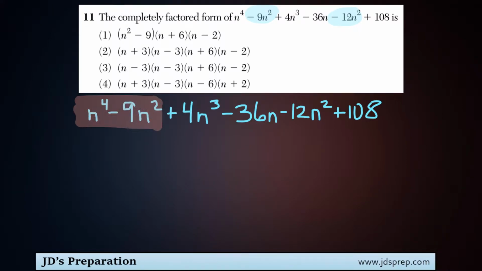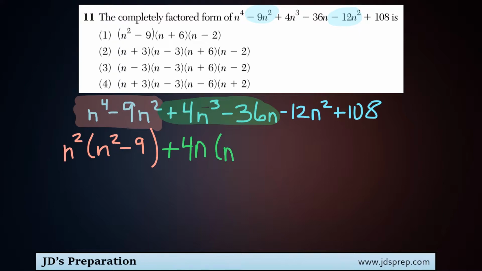So for example, here we've got n to the power 4 minus 9n squared. Between those two, we could factor out an n squared, and then we'd be left with n squared minus 9. Moving on, we've got plus 4n cubed minus 36n. So between the two of those, we could factor out a plus 4n, and what we'd be left with is n squared minus 9.